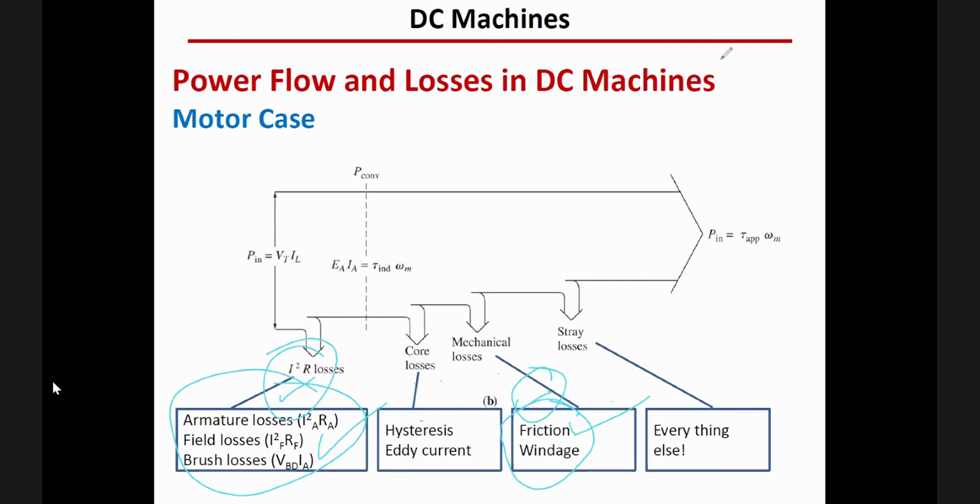That's why you do maintenance, for example, because in maintenance, you're trying to improve all of these quantities. Either you do rewiring for the machine, you replace the wires, you replace the brushes, and you improve the friction.